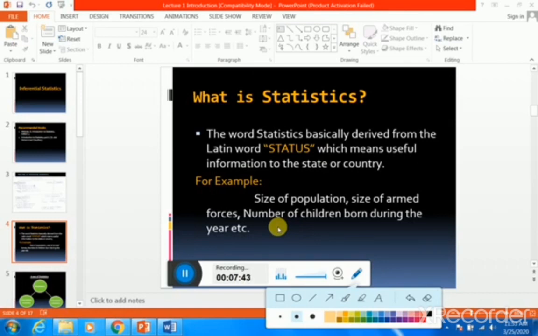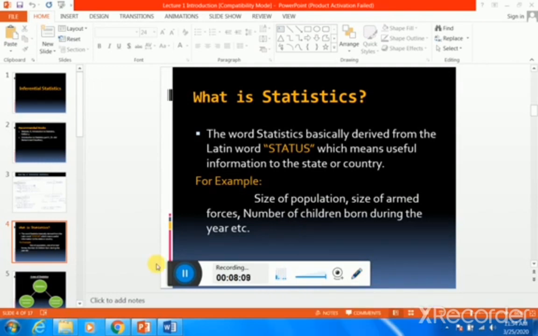In this sense, the word statistics is used like statistics of price, statistics of road accidents, statistics of crimes, statistics of birth, or statistics of educational institutes, etc. So in this sense we can simply say statistics is the set of numerical facts in respective fields.